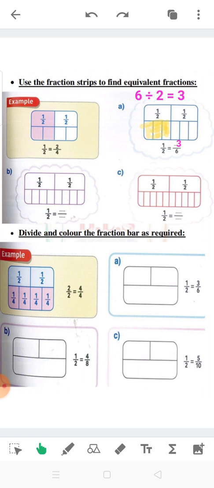Look here. Half, and I don't have anything here. So I will count how many parts. 1, 2, 3, 4, 5, 6, 7, 8. I have 8 parts in all. Half of 8, I will make 8 divided by 2, it equals 4. So I'm gonna color 4 parts out of 8. Okay, 1, 2, 3, and the 4. So 4/8.